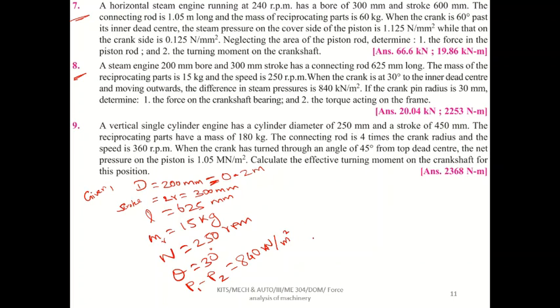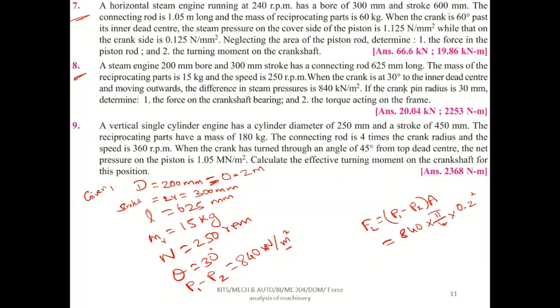Because we know that FL equal to P1 minus P2 into area, where area is pi by 4 into D square. P1 minus P2 is 840 into pi by 4 into 0.2 square, because they are given pressure value in meter. So you have to convert the diameter value also into meter.